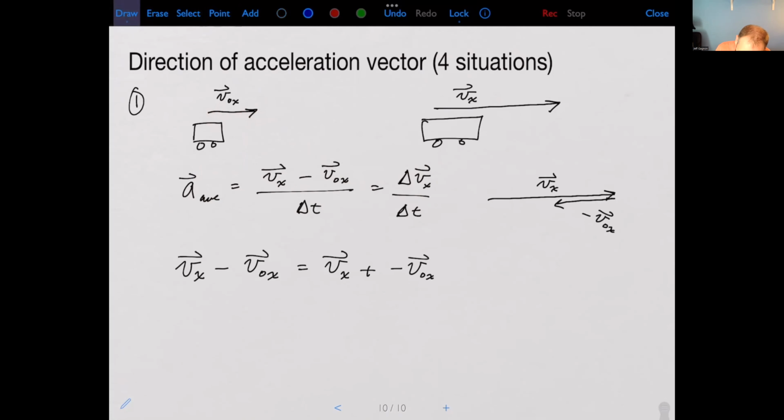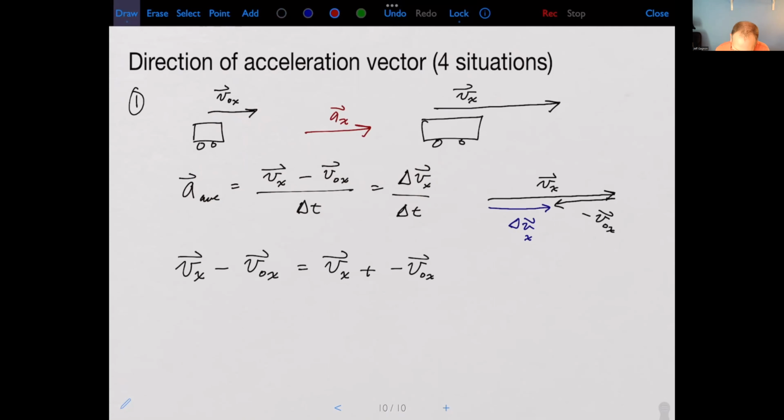And then if I draw a vector from the initial position, the initial Vx, to the final, to the tip of, basically from the tail of Vx to the tip of negative V naught x, it's going to look like this. So that's my delta Vx. But remember, that direction tells us the direction of the acceleration. So what it's saying in this case is that the acceleration is to the right. Okay, so if an object starts at some speed and it goes faster, if it's moving to the right and it goes faster to the right, then the acceleration is also towards the right.